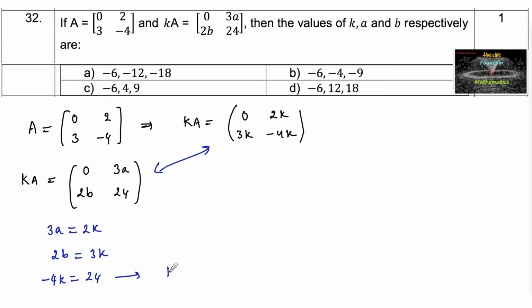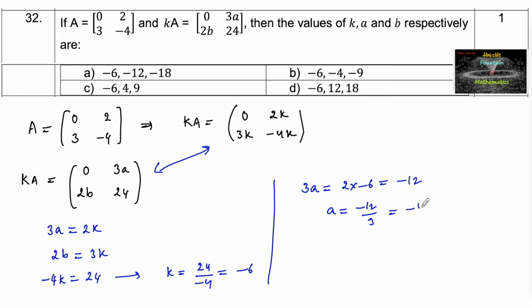So from here we can write k is equal to 24 upon minus 4, which is equal to minus 6. So substitute k is equal to minus 6 in the first. 3a is equal to 2k, so 3a is equal to 2 into minus 6, which is equal to minus 12. So a is equal to minus 12 upon 3, which is equal to minus 4.